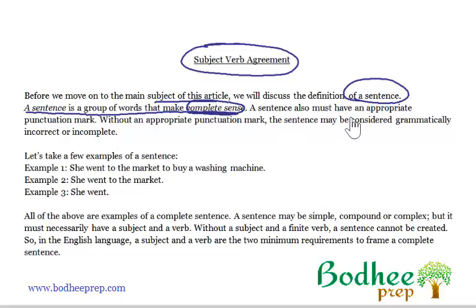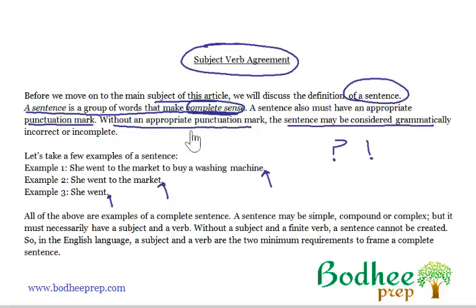A sentence also must have an appropriate punctuation mark. So we have a full stop here, and this appropriate punctuation mark is equally important for a sentence to exist. The other punctuation marks could be a question mark, an exclamation mark, and so on and so forth. Without an appropriate punctuation mark, the sentence may be considered grammatically incorrect or incomplete.